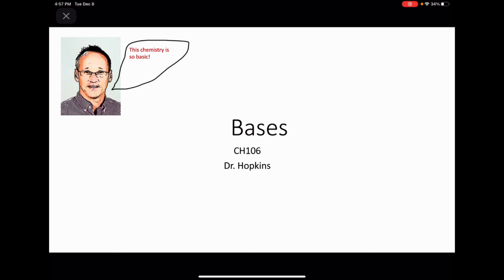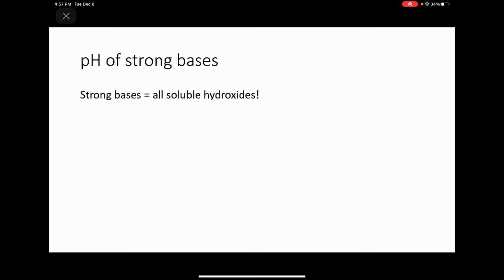Today we are going to deal with bases. So for strong bases, we wanted to determine the pH, and I think we've already done this, but let's review. Remember, strong bases are all of our soluble hydroxides. Let's take the easiest one to do, sodium hydroxide.